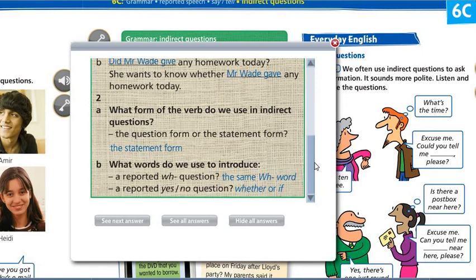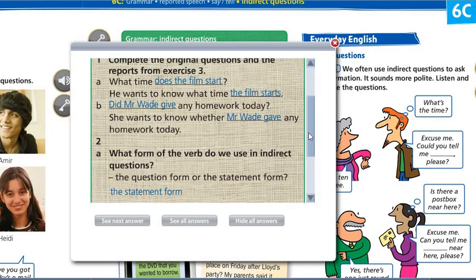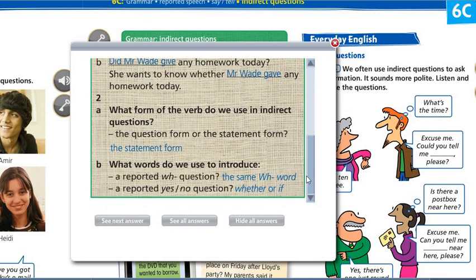What words do we use to introduce a reported WH question? To nam je isto, znači kao što sam vam dala primjer, when did Mr. Wade give homework? Idemo sad pogledati, reported WH question is the same. She wants to know when Mr. Wade gave homework. Eto, na primjer. Jel? A reported yes/no question, whether ili if koristimo. Dakle, ovdje nemamo gore na primjeru, ali sigurno ima u tekstu.